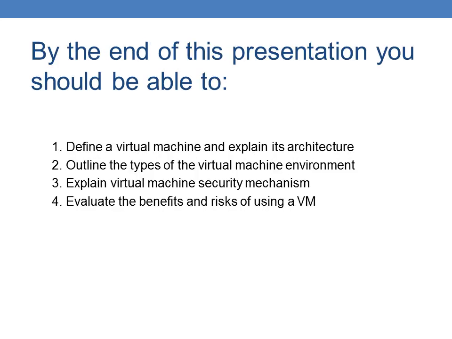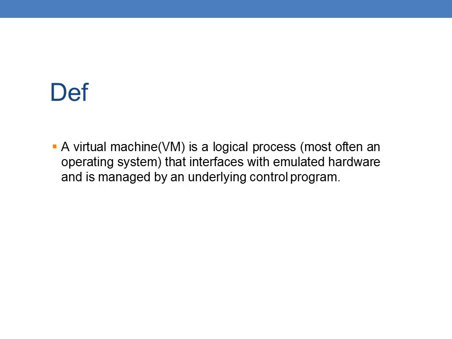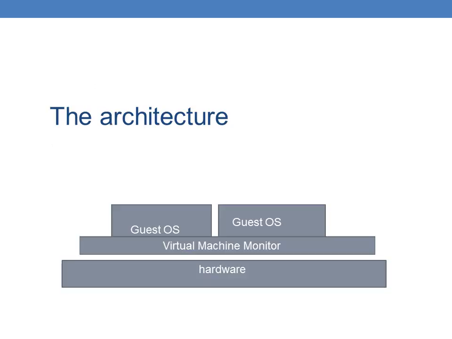Business model: software service application or operational structure. Virtual machine definition: a virtual machine is a logical process, most often an operating system. This interface emulated hardware is managed by the underlying control program.